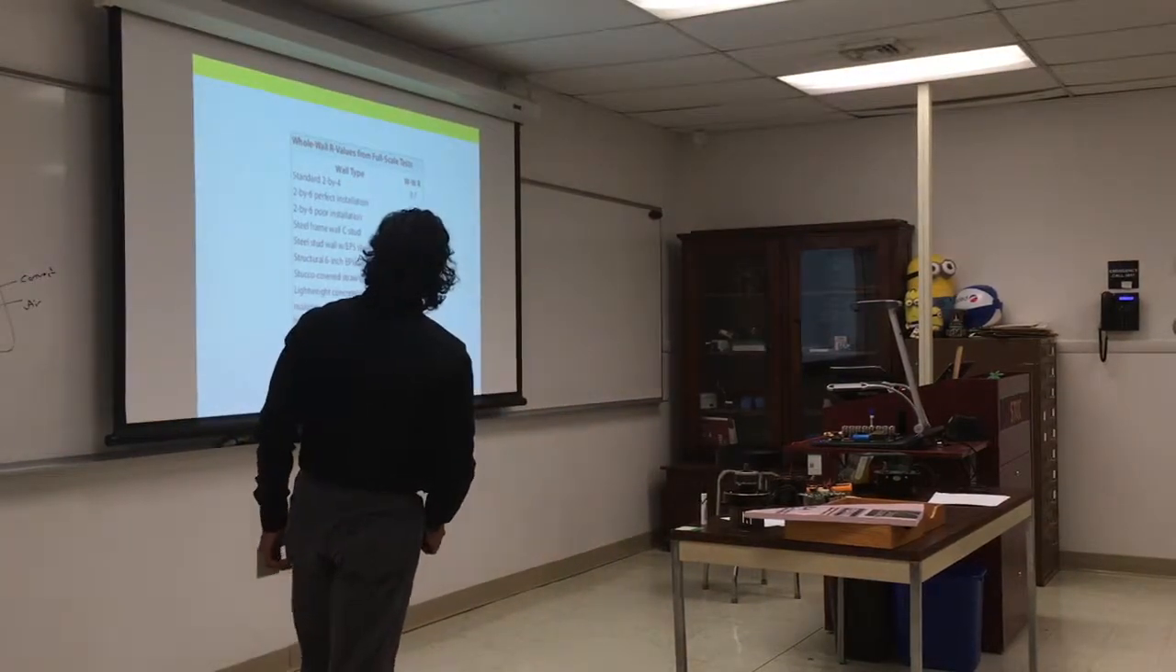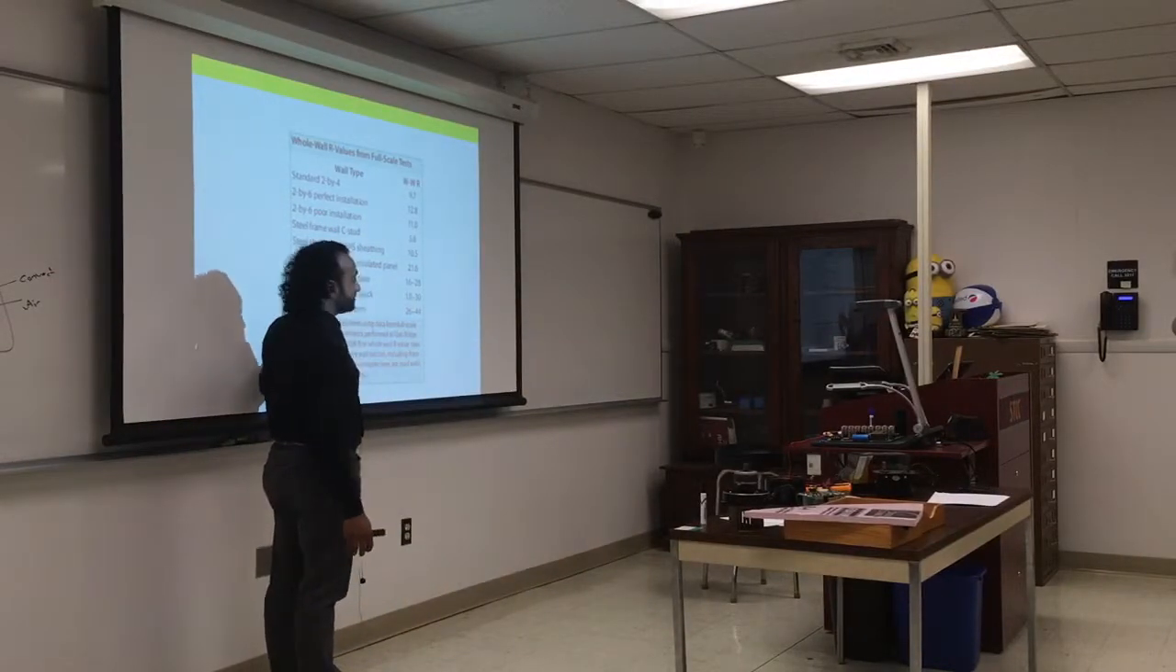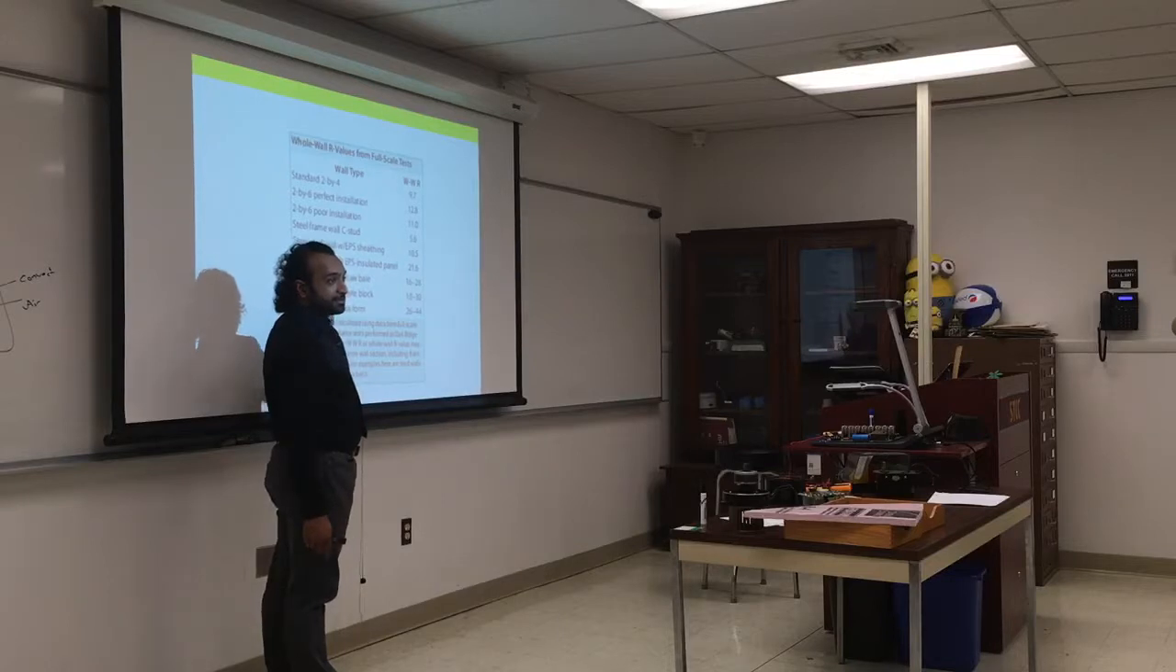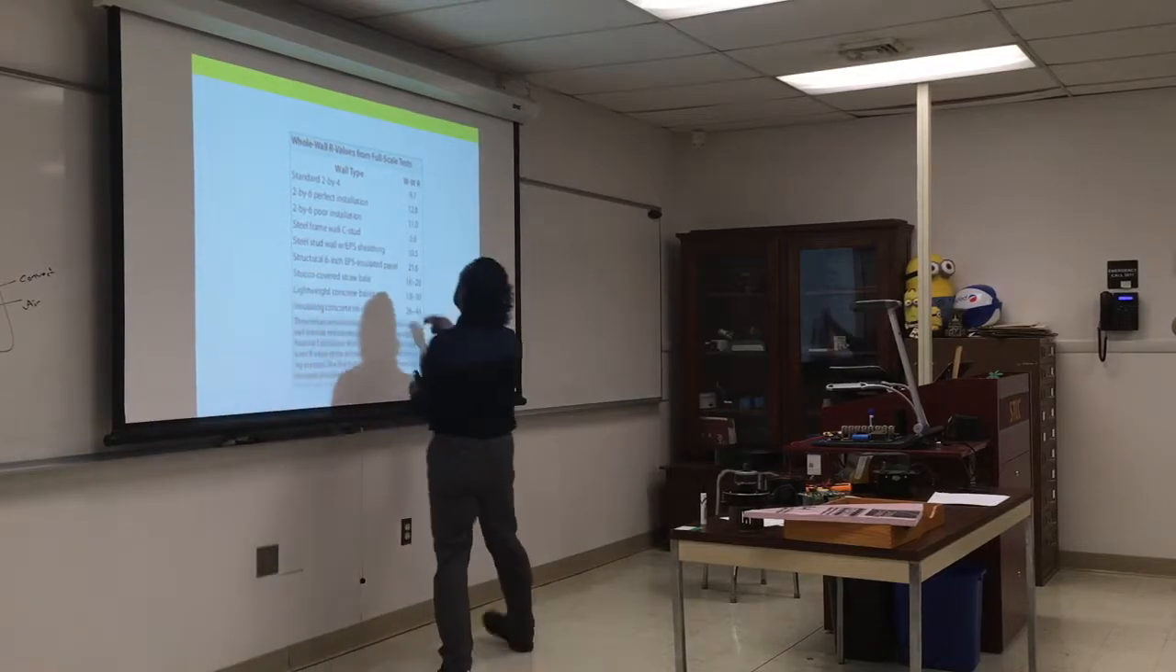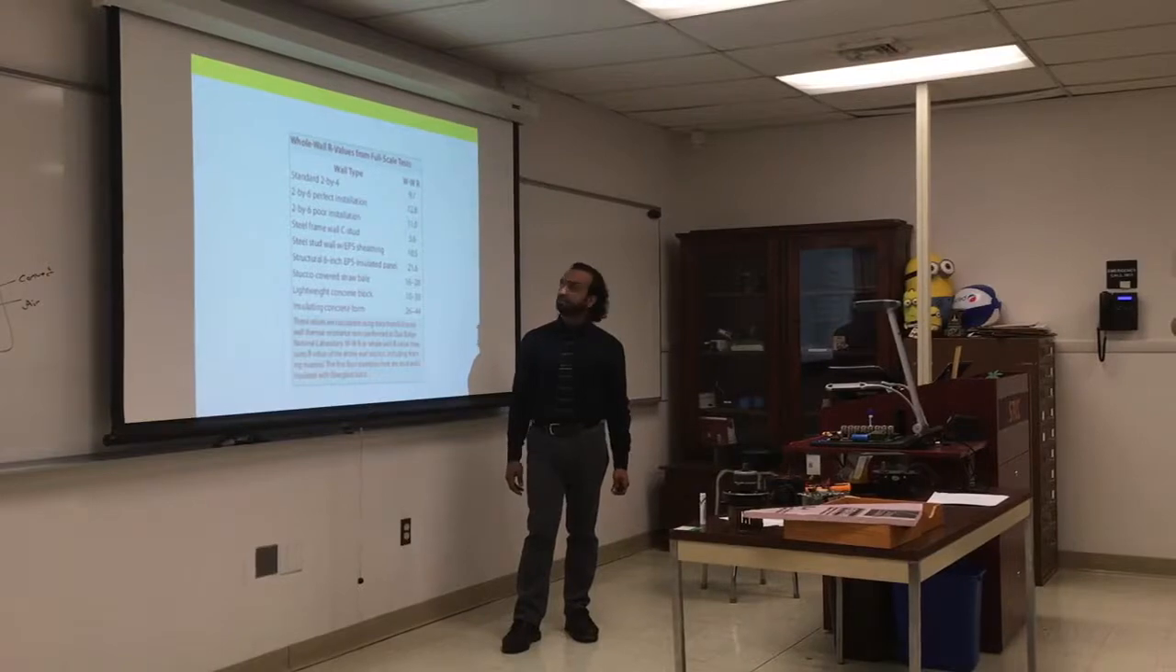In some walls, these are the R values that they come up with. So it's important for you to check the R value of these walls. And you see the R value is very high. How do we get the U factor out of that? 1 over that. 1 over that, it will give you the U factor.